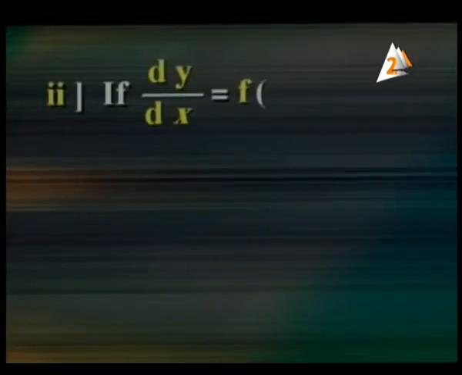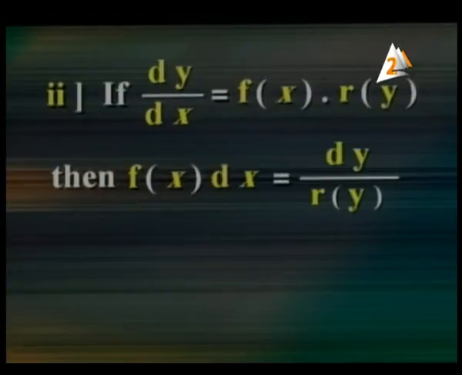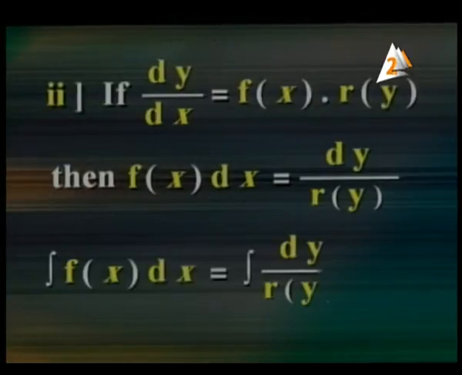Number 2, if dy over dx equals f of x times r of y. We have two functions: the first, f of x, and the second, r of y. Then f of x dx equals dy over r of y by using cross multiplication. Then what is the integration of the left hand side? The integration of f of x dx equals the integration of dy over r of y.